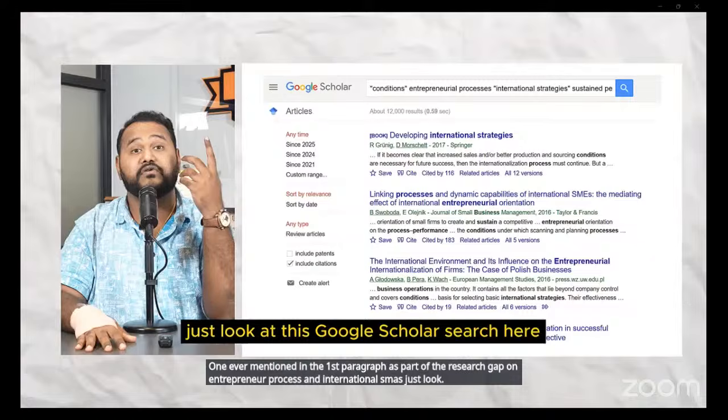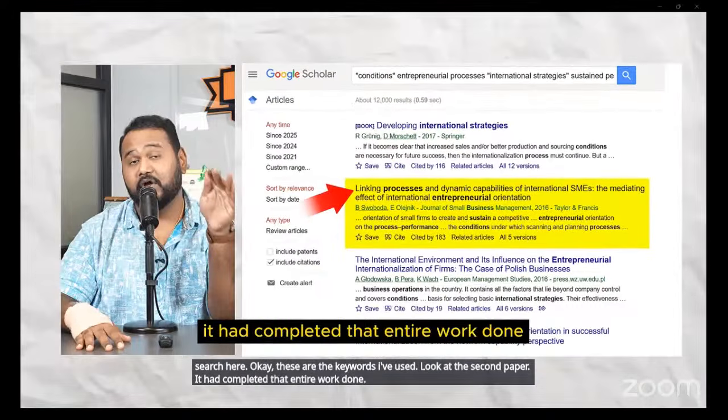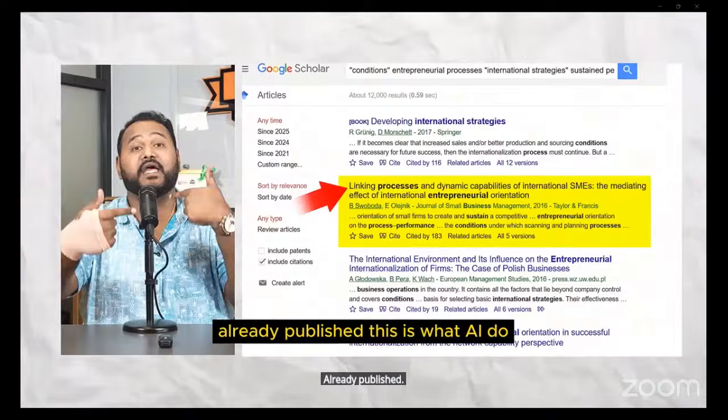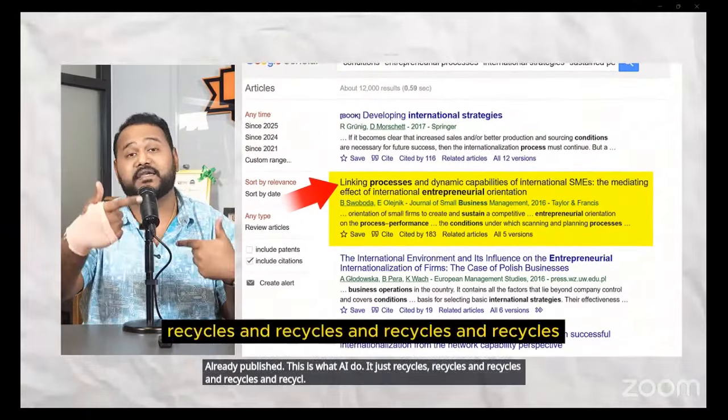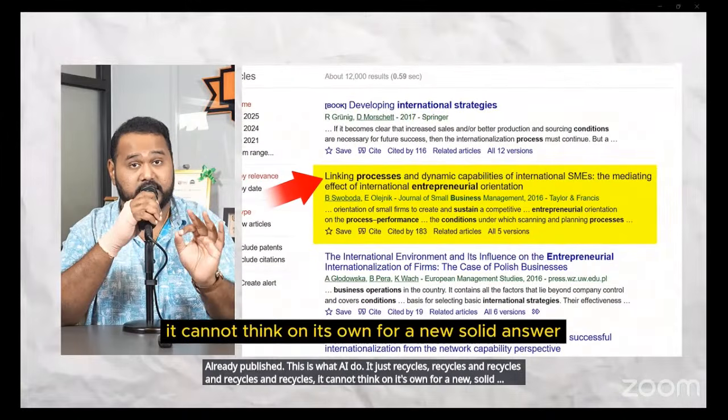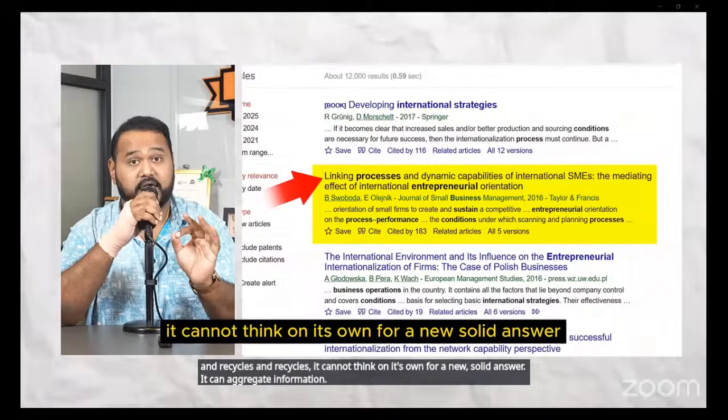look at this Google Scholar search here. Okay, these are the keywords I've used. Look at the second paper. It had completed that entire work, done, already published. This is what AI do. It just recycles and recycles. It cannot think on its own for a new solid answer. It can aggregate information. Okay, it's a very good aggregator.